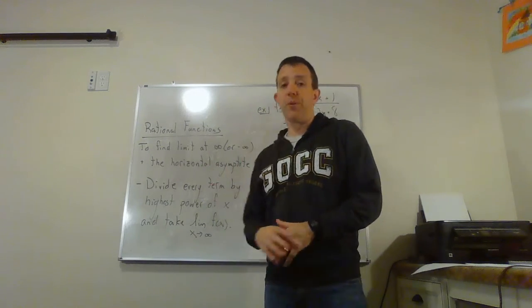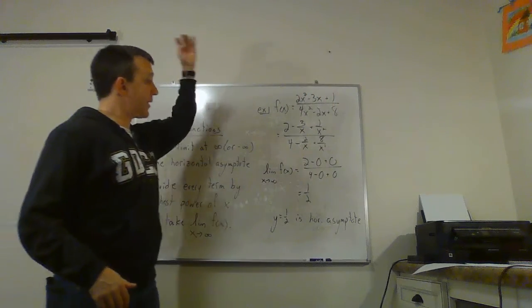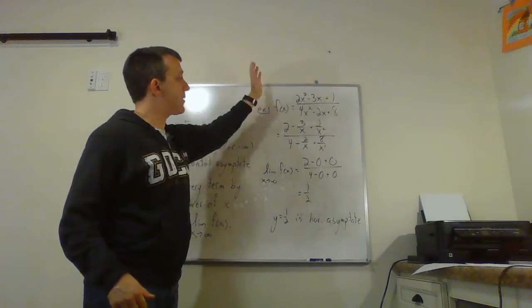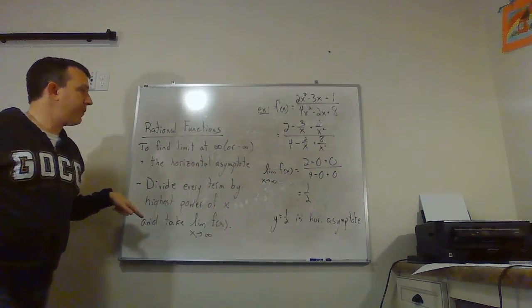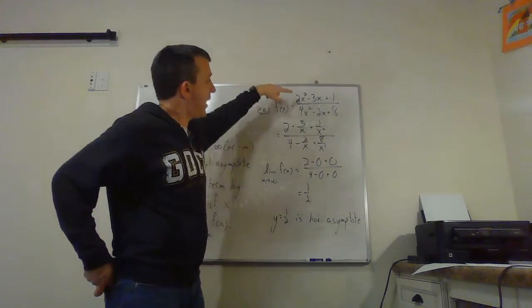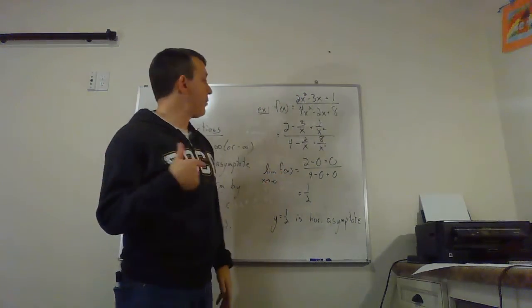That also gets us the horizontal asymptote for the graph. Now, let's take a look at that example that I was just looking at. So f of x is equal to this mess. What I want to do is divide every term by the highest power of x. In this case, the highest power is x squared. I have it on both the top and the bottom, and I'm just going to go through and do all that division.